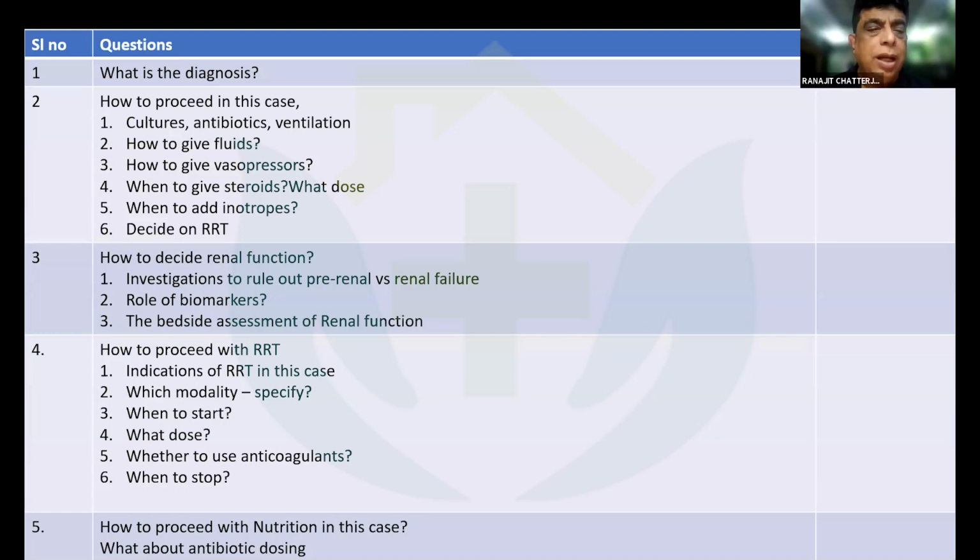And suppose you don't have a central line. Can you start through the peripheral line? Why a large bore cannula? If the cannula is patent, then we can start with a low dose vasopressor by peripheral line.